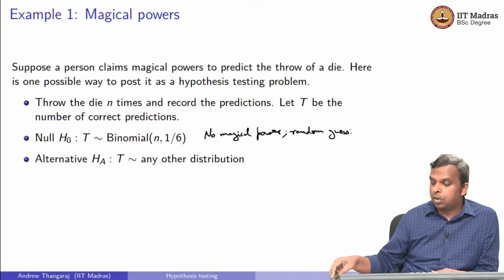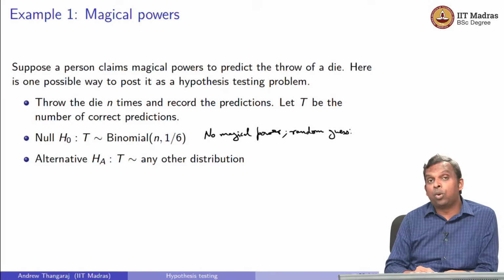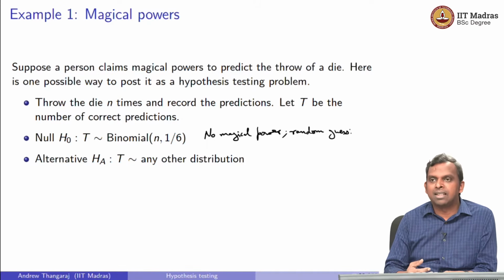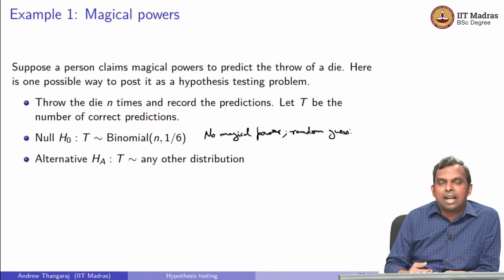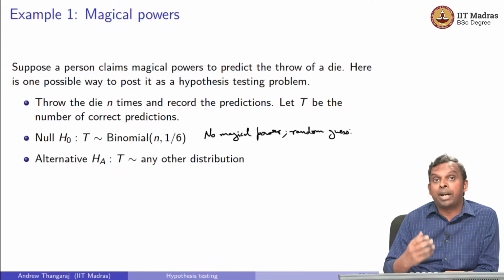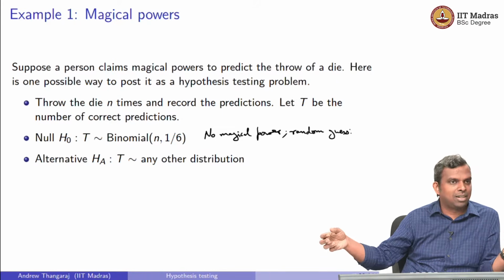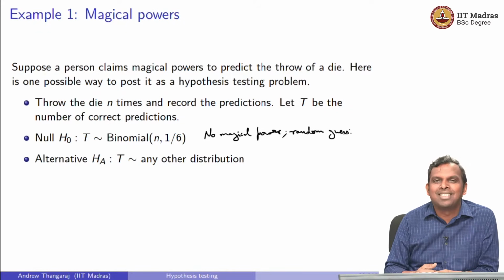Okay. So if you were to do that, every guess for every throw will be correct with a probability of 1 by 6. I'm just randomly guessing, so its probability is 1 by 6. So the number of correct predictions after some n trials will have a binomial n comma 1 by 6 distribution. This is of course assuming that the die is fair and the person doesn't have some secret mirror and doesn't see.